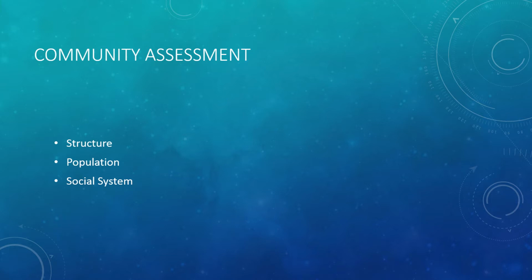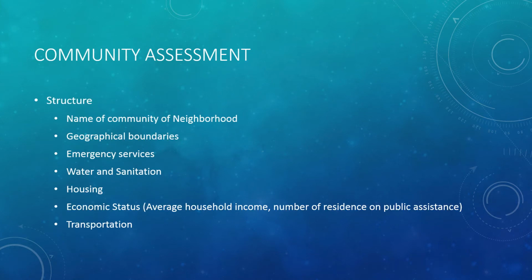So first the structure, first the population, and then the social system. I'm going to talk briefly about each of those. So first the structure. What is the structure of a community? Well, that could include the name of a community or neighborhood. It could be the geographical boundaries. It could be emergency services, water, sanitation, what kind of housing, the economic status, such as the average household income, number of residents that may be on public assistance, and then transportation. So that's all part of what we call a structure. So we're going to look at that first when we're assessing a community.